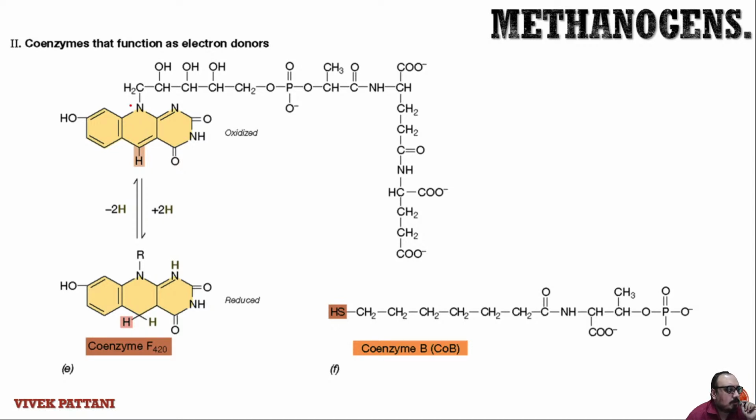Next are the coenzymes that can function as electron donors. Of these, one is coenzyme F420, and another one is coenzyme B.